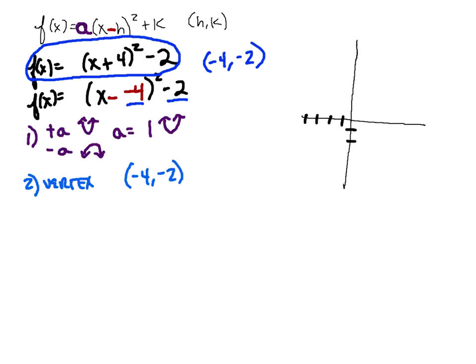So I can go ahead and now plot my vertex. -4, -2. So there's my vertex, and hang on, let me give myself a little more graph now. -4, -2, -5, 6, 7, 8. All right. So first step is always determine how your parabola is opening. Second step is always find your vertex. The third step, and this is why I changed what I just did, is to identify your x-intercept.